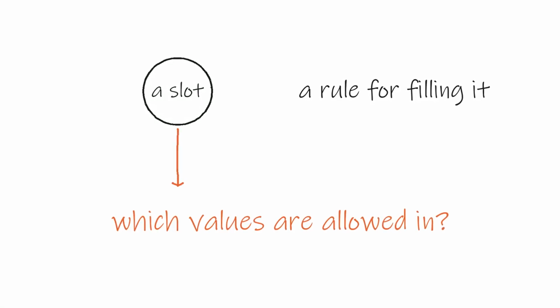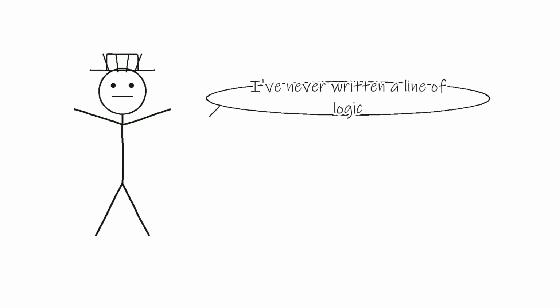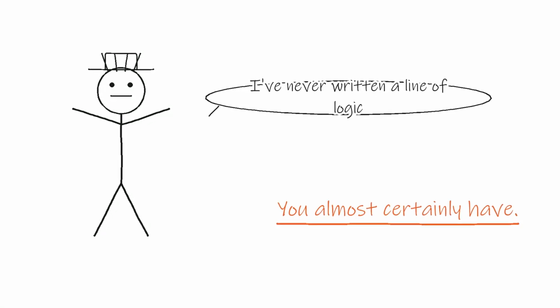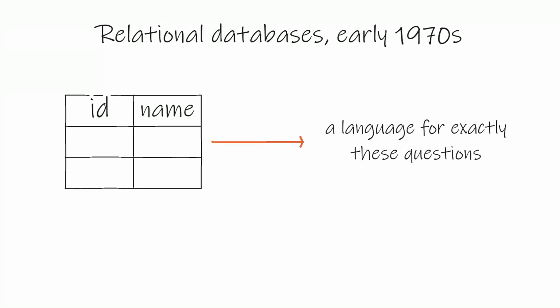So you've got a slot and a rule for filling it. But which values are allowed in? And how many have to work before the whole thing counts as true? You may think you've never written a line of logic. You almost certainly have. Out of relational database work in the early 1970s came a language for exactly these questions.